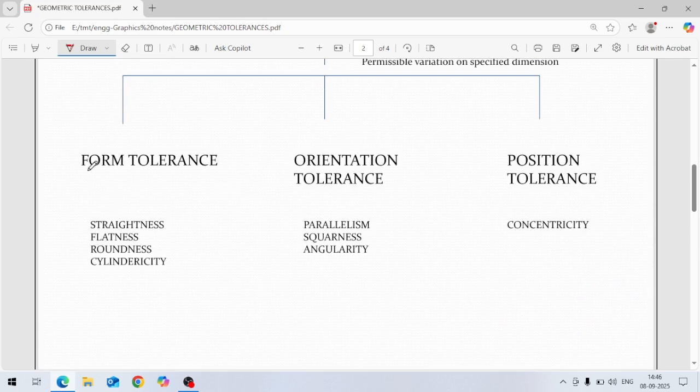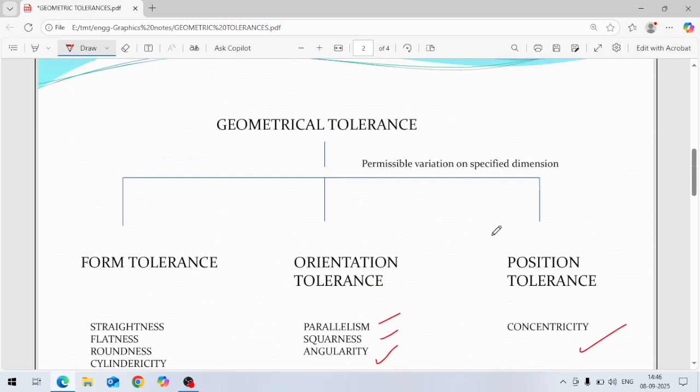We have already discussed these things: straightness, flatness, roundness, eccentricity, and then parallelism, squareness, angularity, and concentricity also. So this way we have completed all these things.